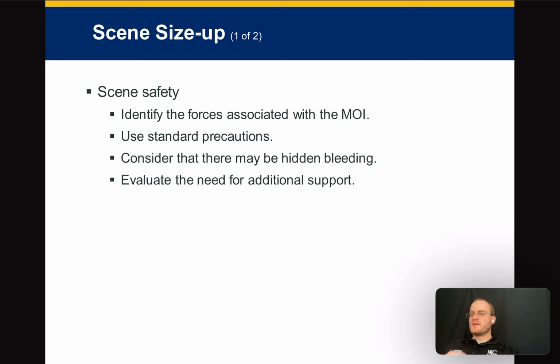All right. Make sure the scene's safe, use standard precautions, assess the MOI, have a high index of suspicion, determine if you need additional help, consider that there may be hidden bleeding. And so the same thing could be said, right? If someone has a broken femur, you can lose a liter of blood in each leg, in the thigh, okay? And so that's a lot of blood. That's an entire Evian water bottle, right? And so you would lose a fifth of your blood into the thigh, and so the patient could go into shock. So be aware that you could bleed from a fracture internally that's hidden.